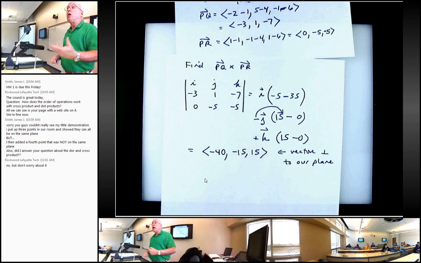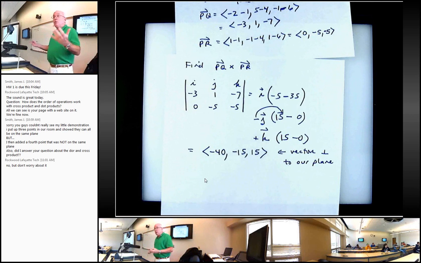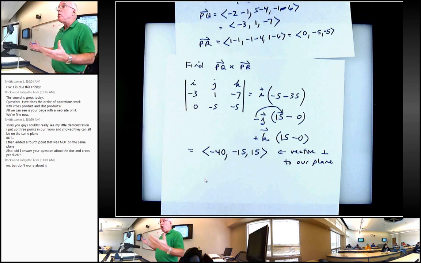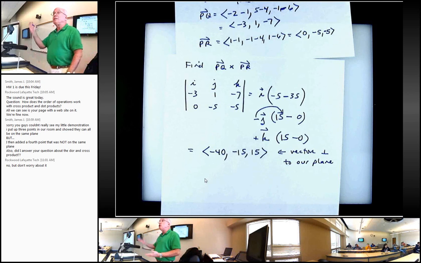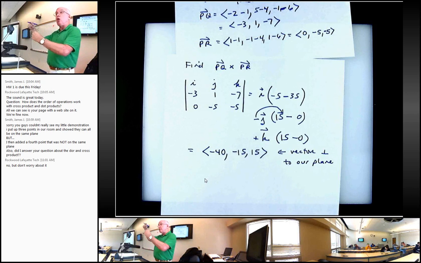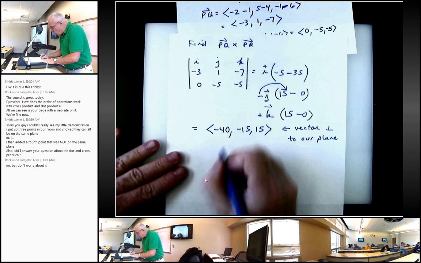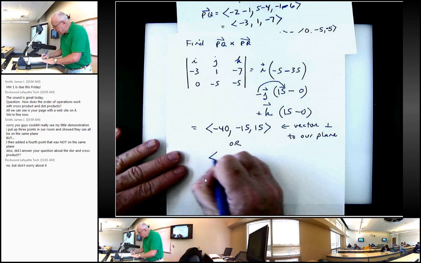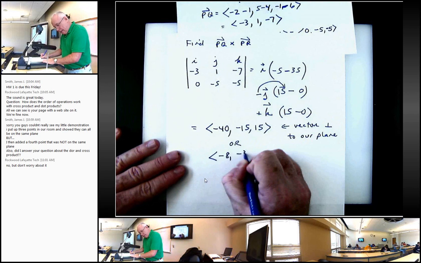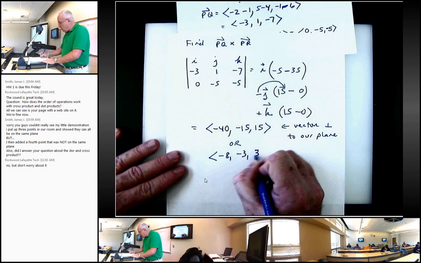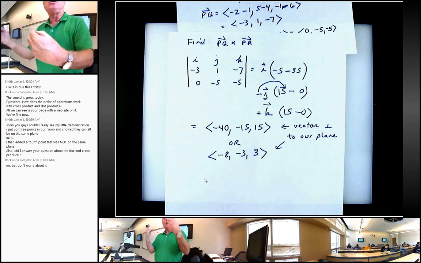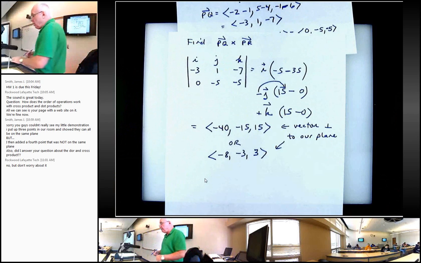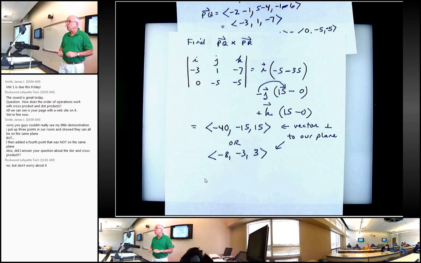Divide by 5. They're all divisible by 5. Remember, I can multiply all the components of a vector by a scalar, and it's still going to go in the same direction. It's just going to be a smaller vector. So I could do minus 8, minus 3, and a positive 3. That's also going to be perpendicular to our plane. We understand that? It's just multiplying everything by a scalar. Okay, so that's another vector that's perpendicular to our plane.